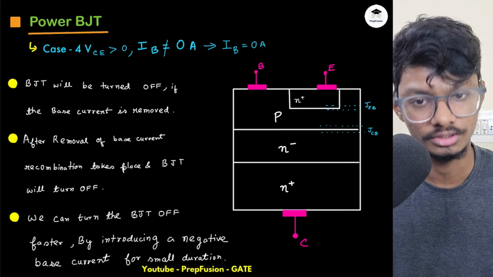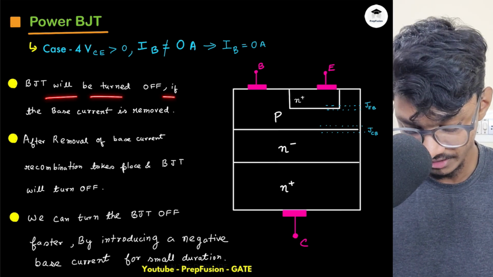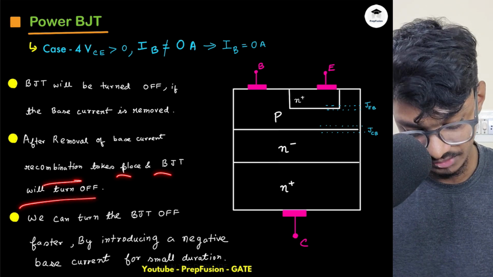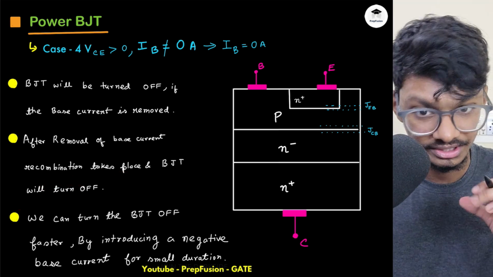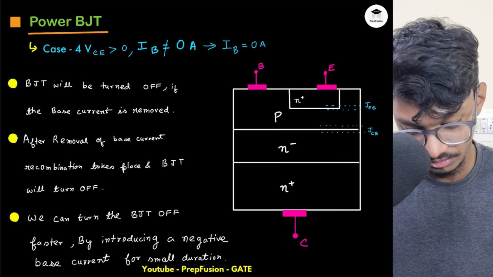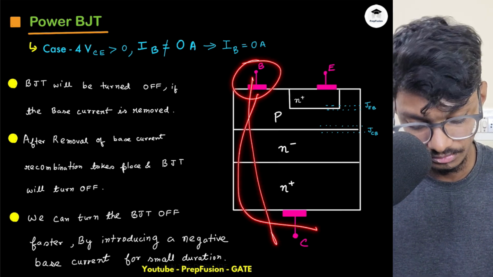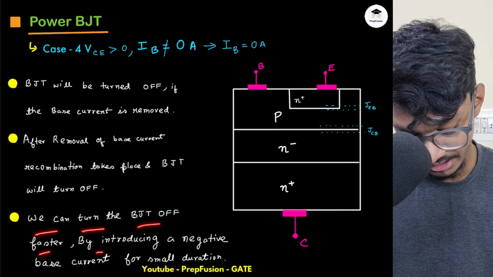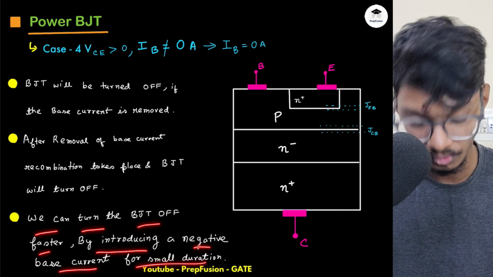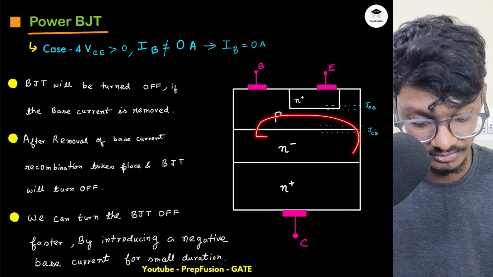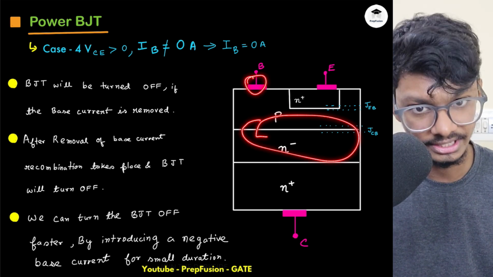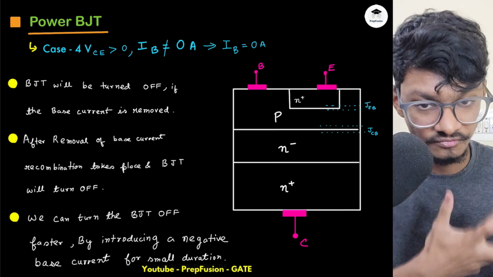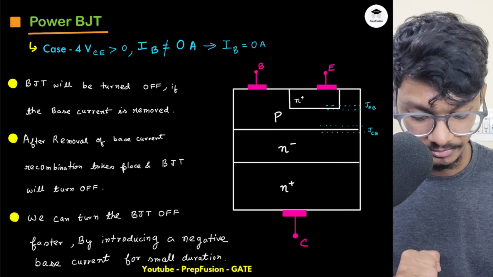So this is a fully controlled device. BJT will be turned off if the base current is removed. After removal of the base current, recombination takes place and BJT will turn off. Again, the depletion width will increase and recombination will take place. So the main flow was due to this IB, right? We can turn off the BJT faster by introducing a negative base current for a small duration. Obviously there will be some reverse recovery charge if I apply negative current, so the reverse recovery charge will be depleted faster if I apply a negative base current.